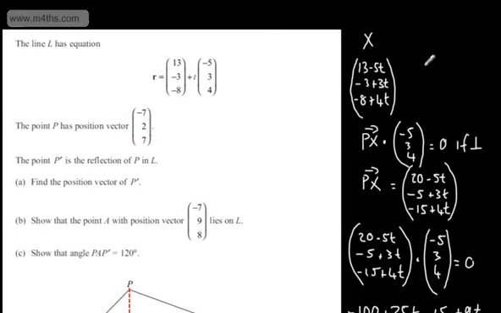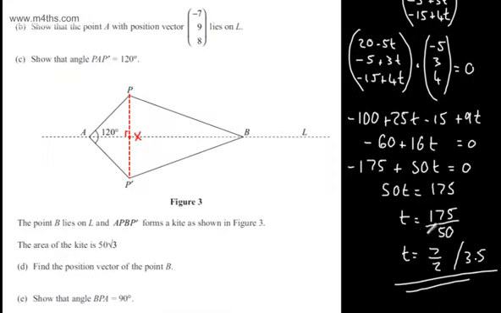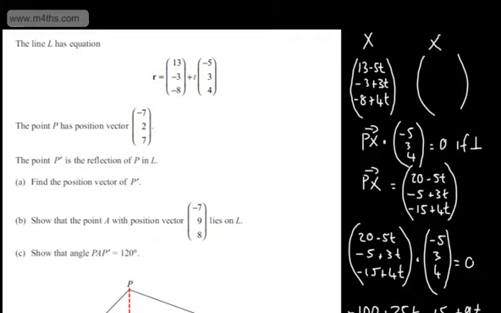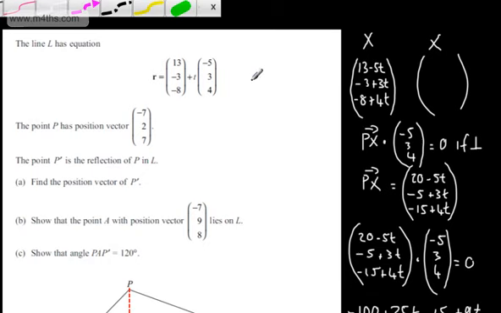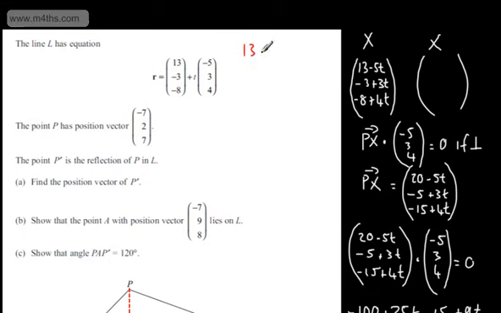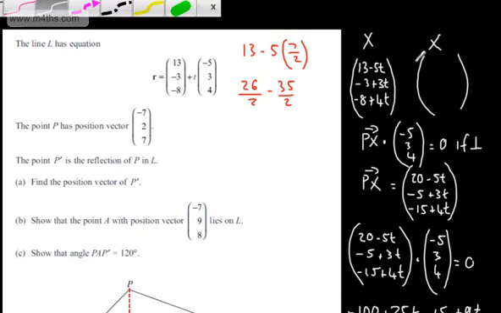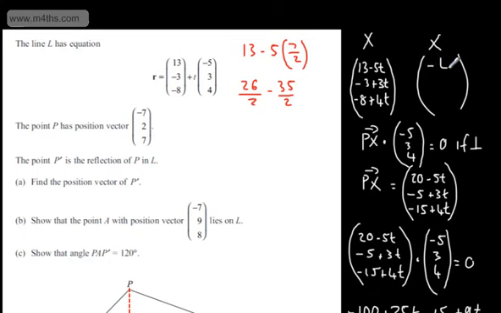So if I do that now, we can put that in. We're going to have X. So I've got 13 minus 5 lots of the value of t. Let's go ahead and work with fractions. Of course, you can work with decimals if you like. So we're going to have 13 minus 5 lots of 7 over 2. So we have 26 over 2 minus 35 over 2. That's going to give me minus 9 over 2, or minus 4.5. Entirely up to you on this one.